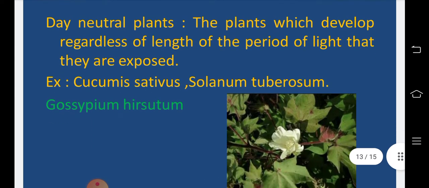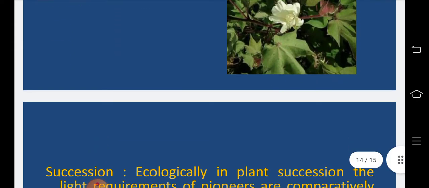What about day neutral plants? These are the plants which develop regardless of the length of the period of light that they are exposed to. So, at any light they grow well. Cucumis sativus, Solanum tuberosum, Gossypium hirsutum.